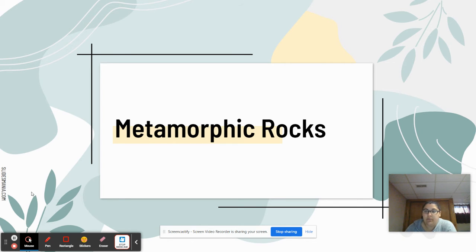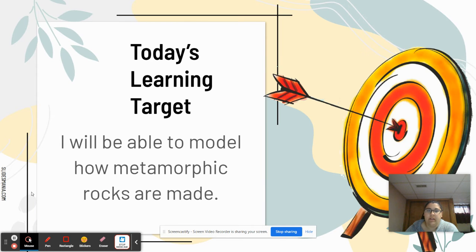Okay, so today we're talking about our last type of rock. It is metamorphic rock. So today's learning target says I'll be able to model how metamorphic rocks are made.